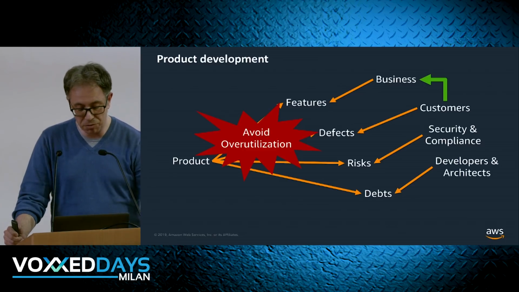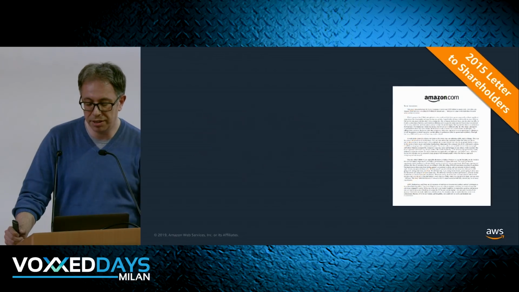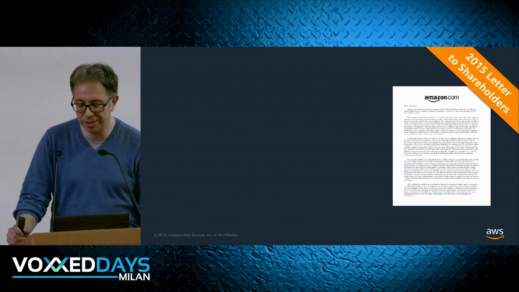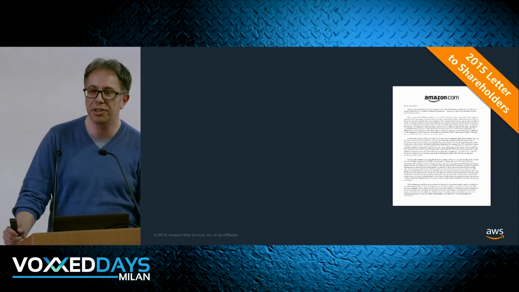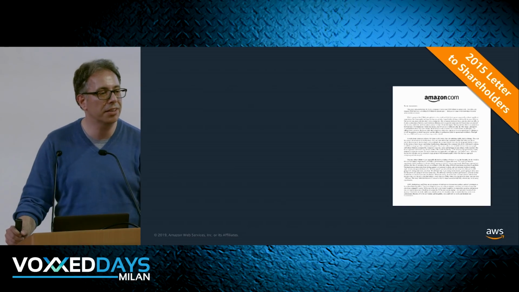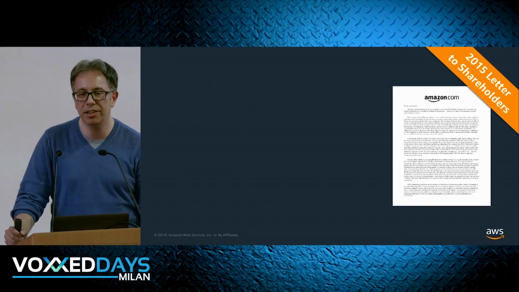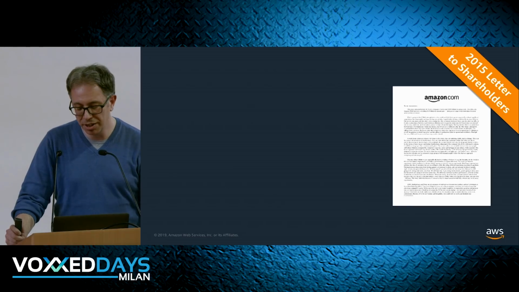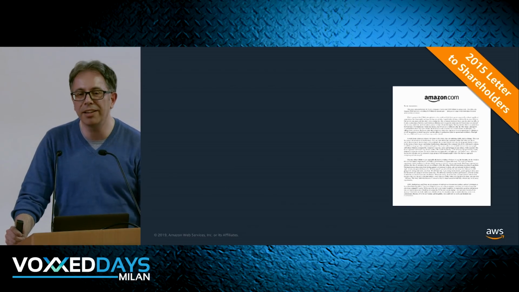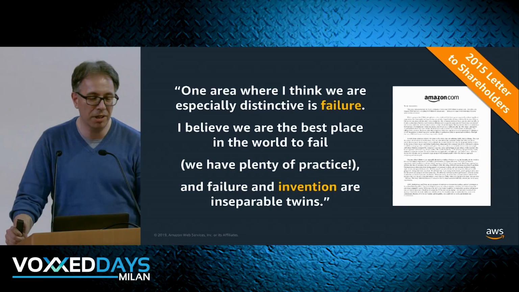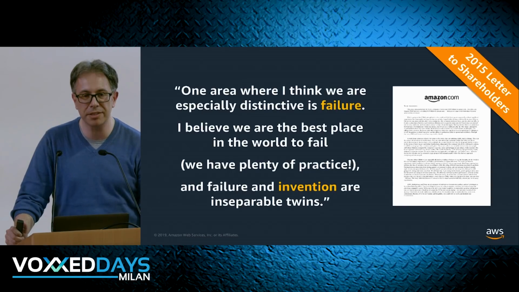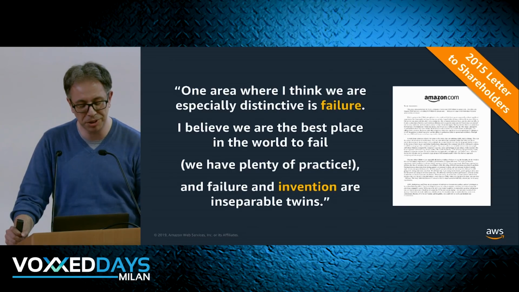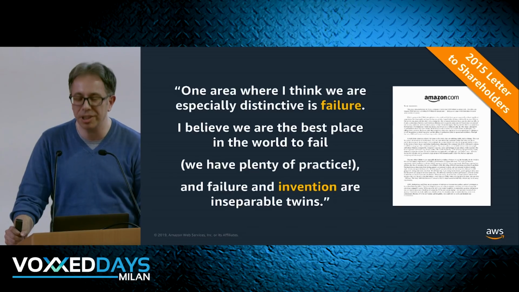And for example, one reason to do that is something that we wrote in our letter to our shareholders in 2015. As a publicly listed company, we write every year a letter to the people investing in Amazon. And that year we wrote something that I really like. We wrote that we are a very good place, very brave and very good in failure. So it's something that we're very good at.